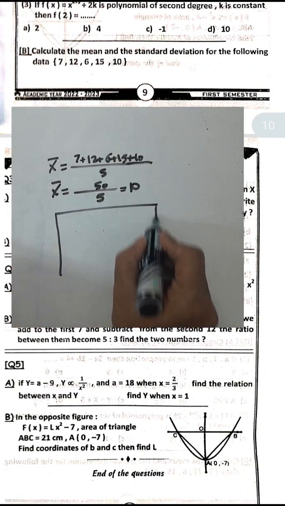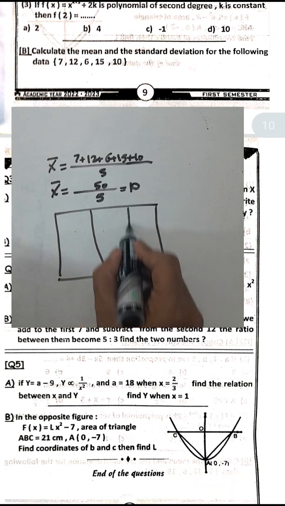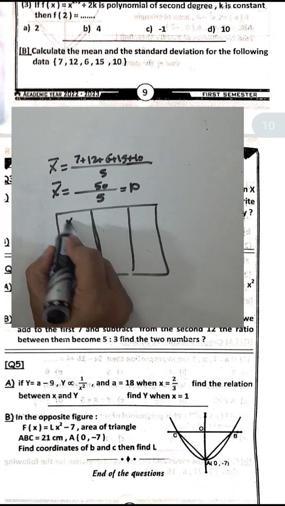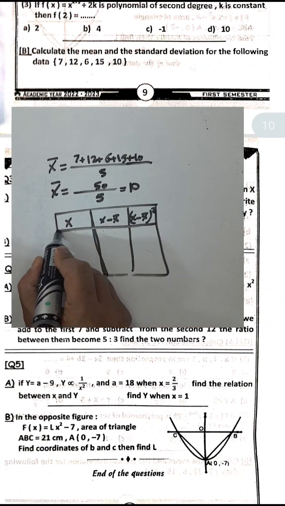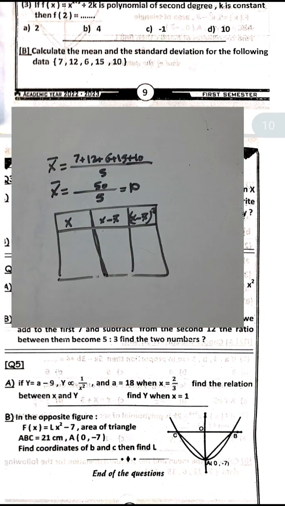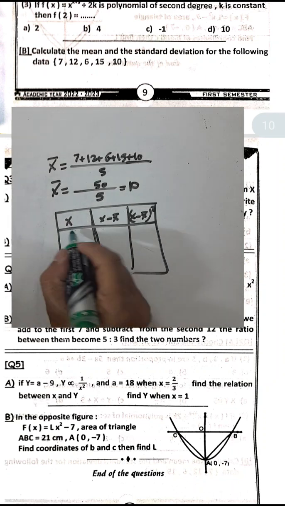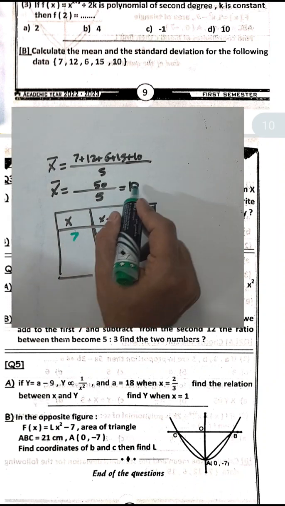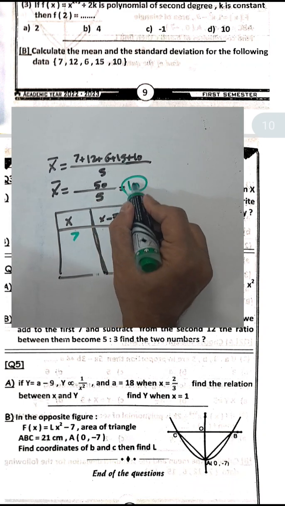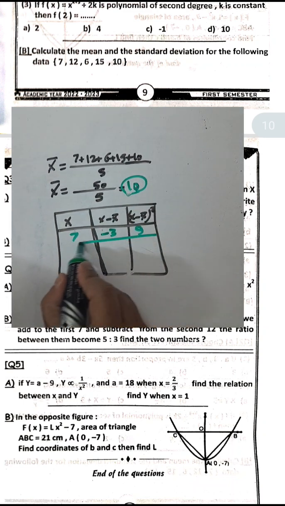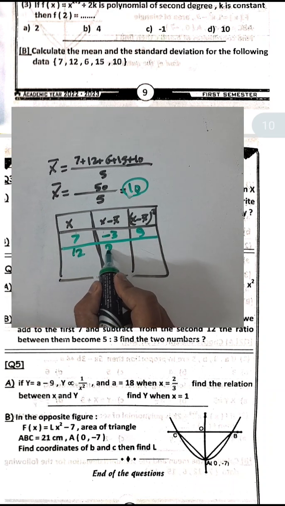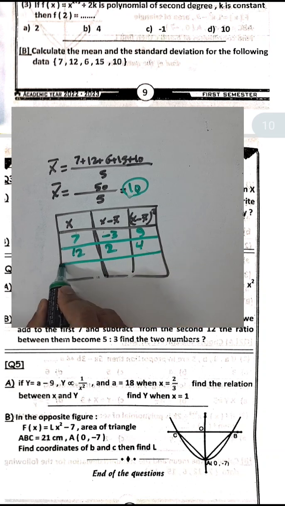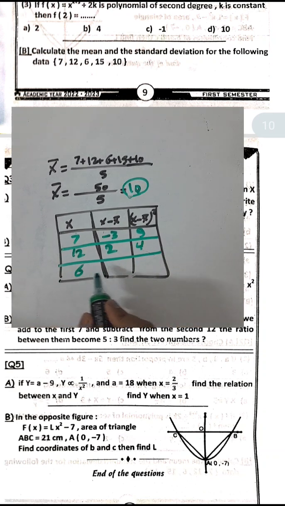And then draw the table here, consisting of 3 columns, x, x subtract x bar, and x subtract x bar all power 2. And then write the values here. He gives us 7, 7 minus 10, negative 3, squared it will be 9. And 12 minus 10, it will be 2. 2 power 2, it will be 4. And then 6 minus 10, it will be negative 4. Power 2, it will be 16.